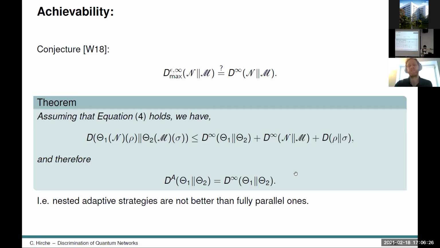And if that is the case, then also for the network discrimination setting, or for the superchannel discrimination setting, we know that adaptive strategies, or these nested adaptive strategies, are equally powerful to the fully parallel strategies.